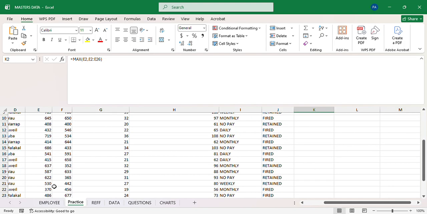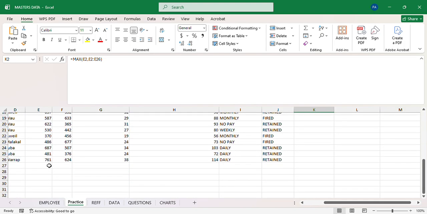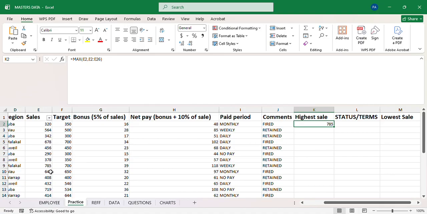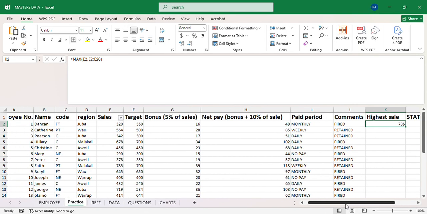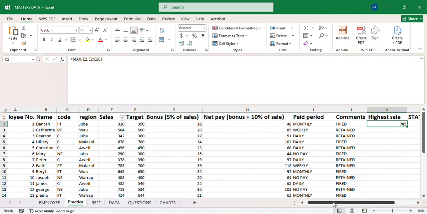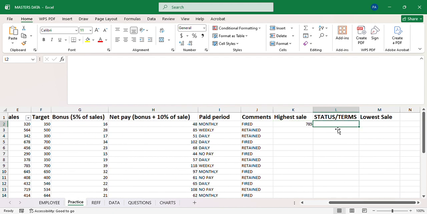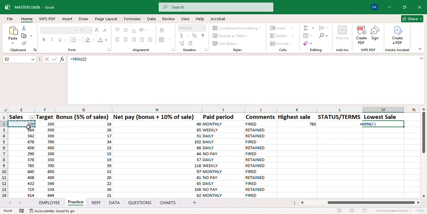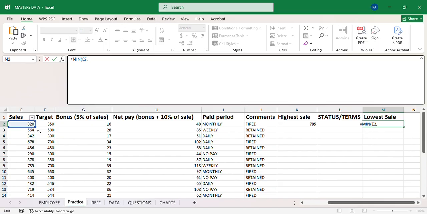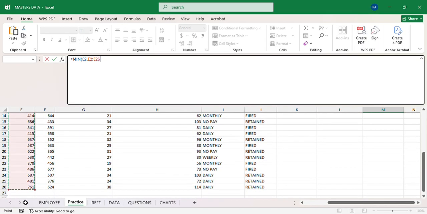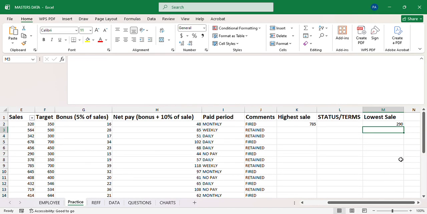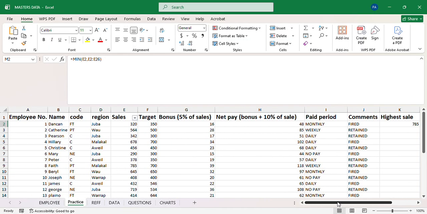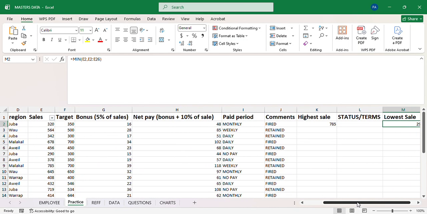And I don't know who sold this 785. We have 785 here in Malakal. And who sold that? Faith. You see. Then we want to look at the lowest sale. For the lowest sale, we are going to use equal sign, MIN. We want to calculate the minimum sale, bracket, then you highlight the entire column up to the last. Equal sign. The minimum that has been sold, which is the lowest, is 290. And this was done by Dekena. That's why she was fired, because she did not do well.